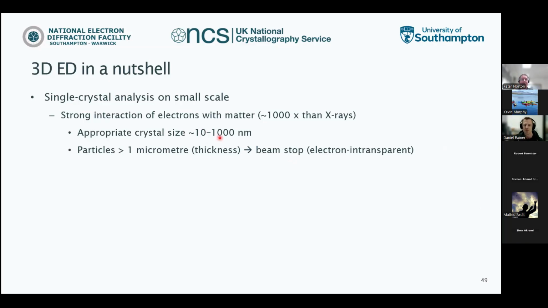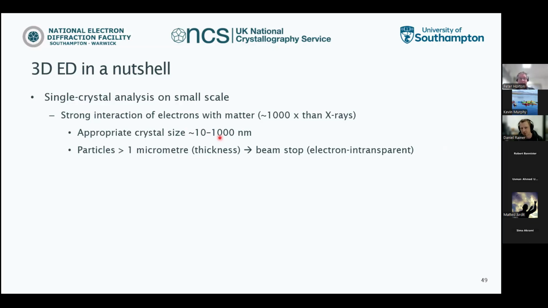If anything, we have an upper limit to how large crystals can be, because at some point the interaction of matter with the incident electron beam is too strong, and no electrons pass through the sample anymore, because we're working in transmission geometry. Basically all the electrons would be lost in the sample, and we can't collect any signal anymore.